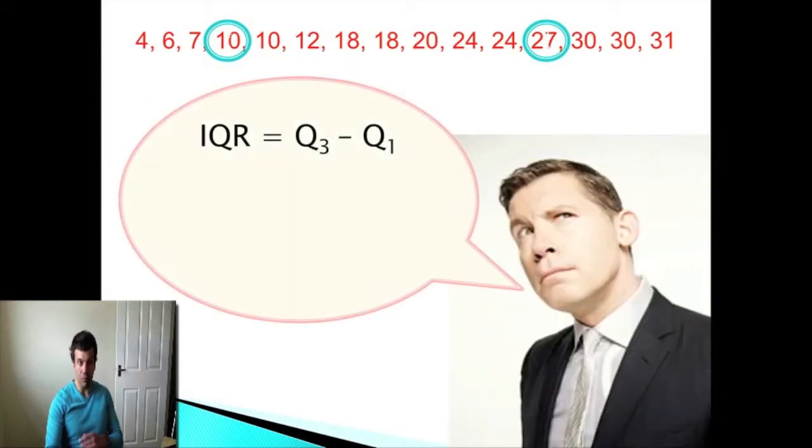Remember that the interquartile range is just simply the upper quartile take away the lower quartile. So the upper take away the lower, that's Q3 take away Q1. The upper quartile is 27, the lower quartile is 10. So you just simply do 27, take away 10. That's 27, subtract the 10, which equals 7.